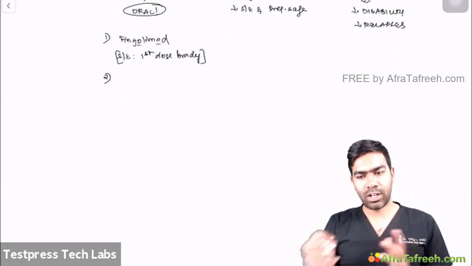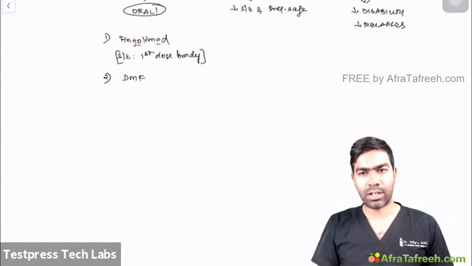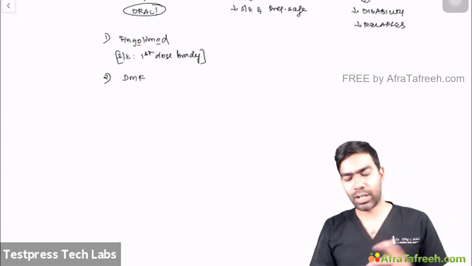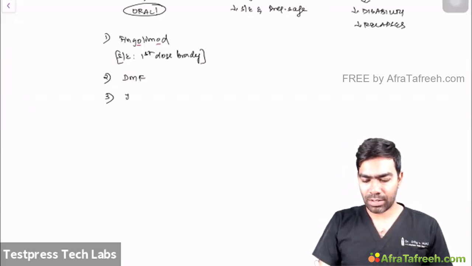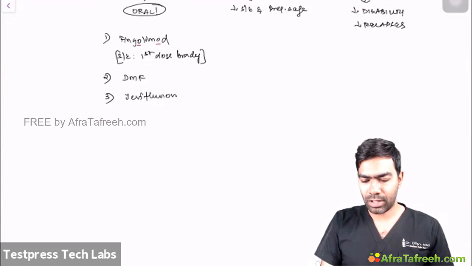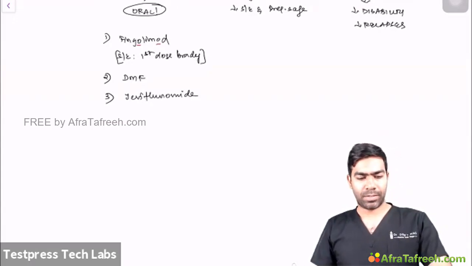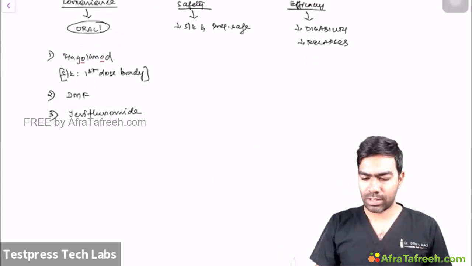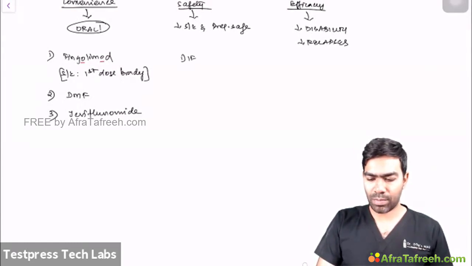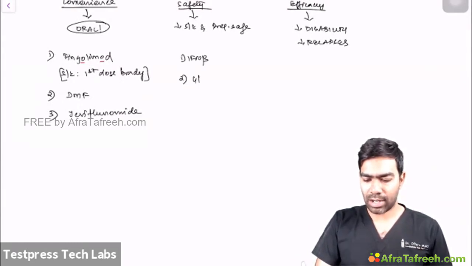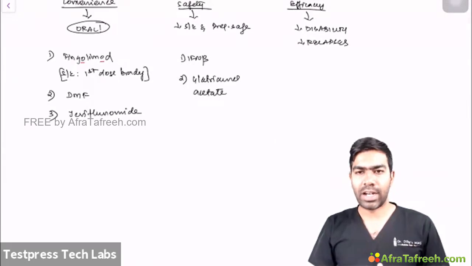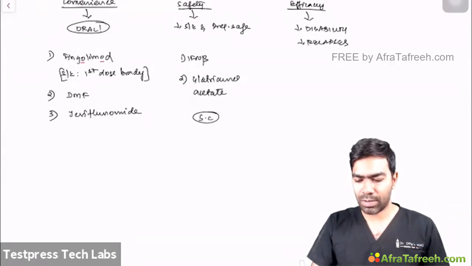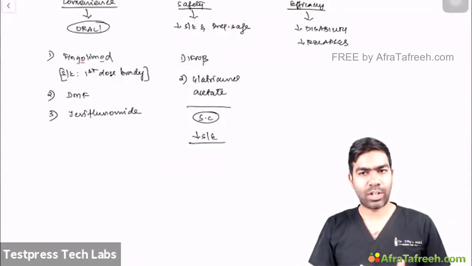Second, we have the other 2 drugs. One is called DMF, that is dimethyl fumarate. That's also a very commonly used drug. And the third drug is called teriflunomide. This is also a drug used in the convenience approach only. All these are oral drugs. As far as the safety approach is concerned, there are 2 drugs which are very, very safe. One is interferon beta and the second one is glatiramer acetate. Both are very safe drugs, can be used in pregnancy also, and have very few side effects. But the problem is they are not convenient because they have to be given by injections. That's why you use them in the safety approach.